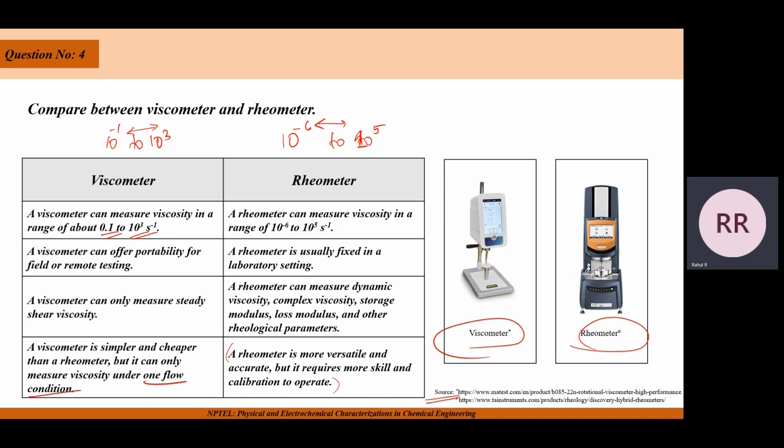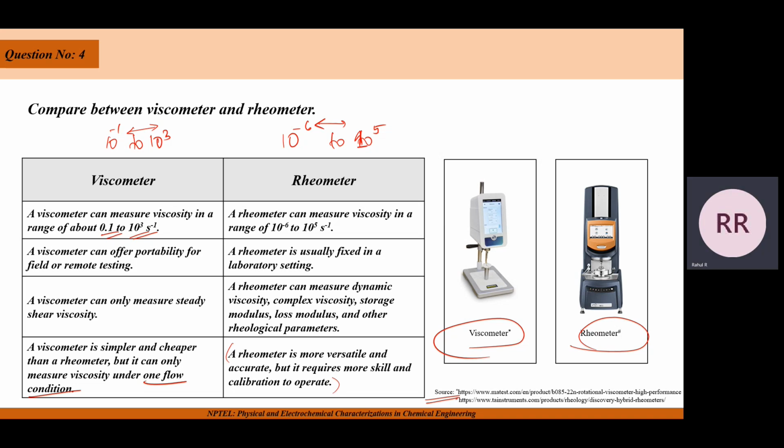A viscometer can offer portability, whereas a rheometer is usually fixed in the laboratory setting. A viscometer can only measure steady shear viscosity, whereas a rheometer can measure different rheological parameters like complex viscosity, dynamic viscosity, storage modulus, loss modulus, and so on. A viscometer is a comparatively simpler and cheaper device, but it has demerits, like it can only measure viscosity under one flow condition. Whereas a rheometer is a more complex device and people need proper training to use it. And obviously, a rheometer is much more versatile and gives more accurate and sensitive measurements.